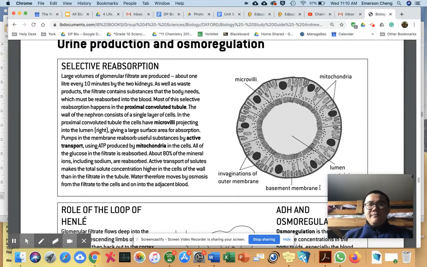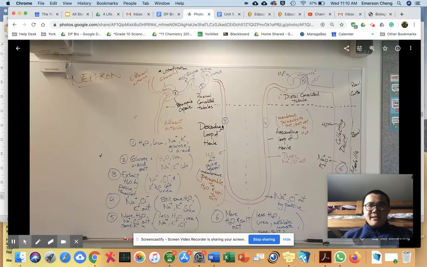Keep in mind, going back to this diagram, all the glucose is out, amino acids are absorbed, etc. Descending loop of Henle, ascending loop of Henle. We talked about this before. It is the structural difference. The descending side is water permeable but not permeable to salt. On the ascending side, it is permeable to salt but not permeable to water.